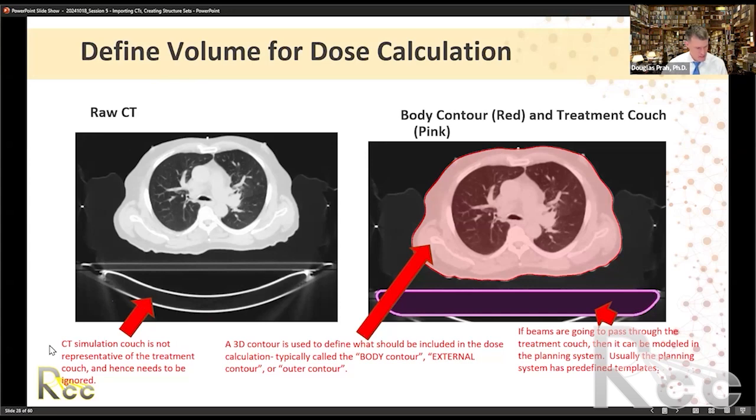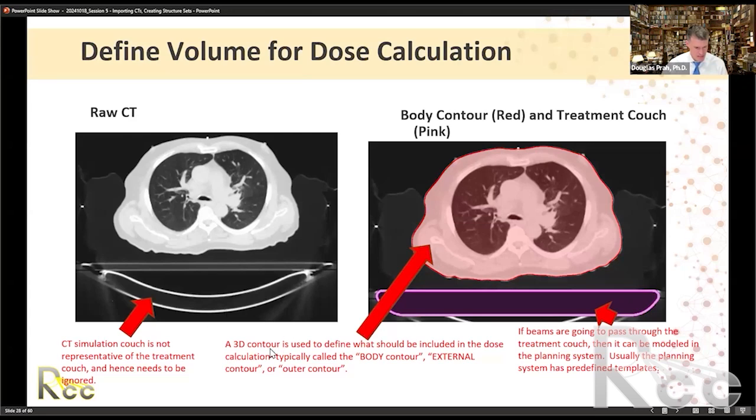What should be noted here is that the CT sim couch does not look anything like the actual treatment couch. You can see here, this couch looks very similar to a Civco couch top. Most planning systems will ignore the density outside of this external patient contour, so we'll end up inserting a couch that represents the actual couch and not the couch from the CT scanner, okay?